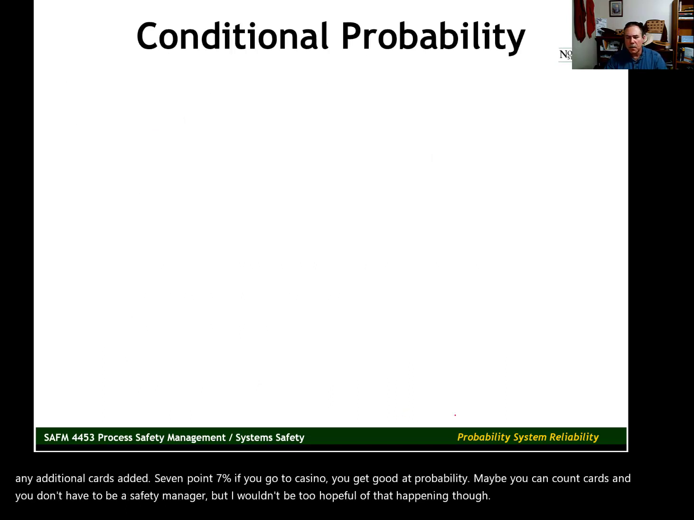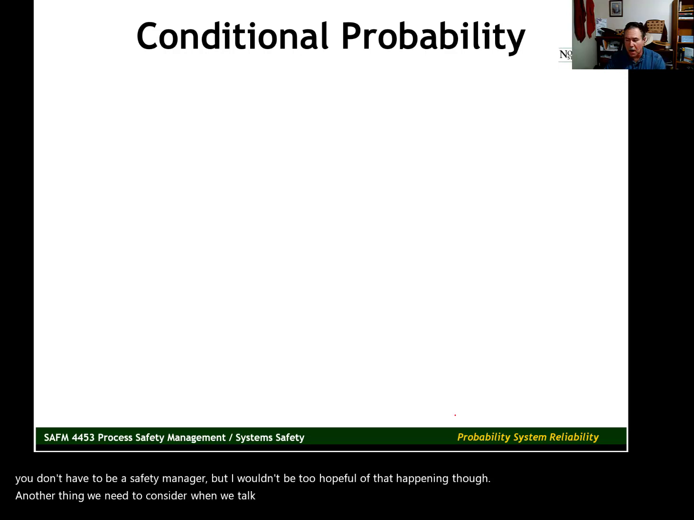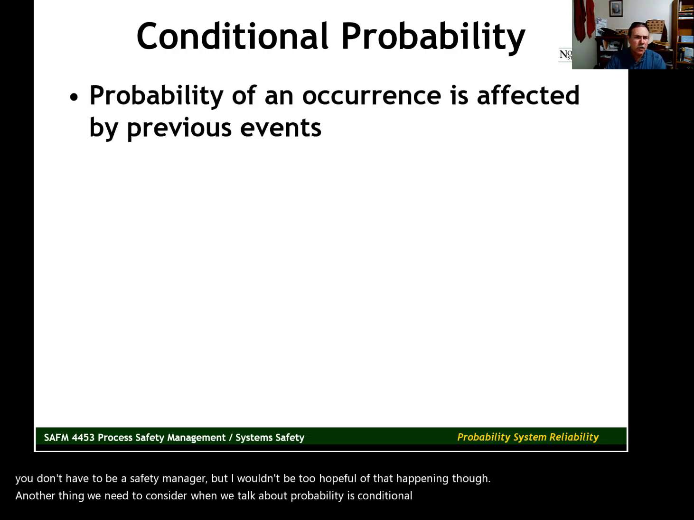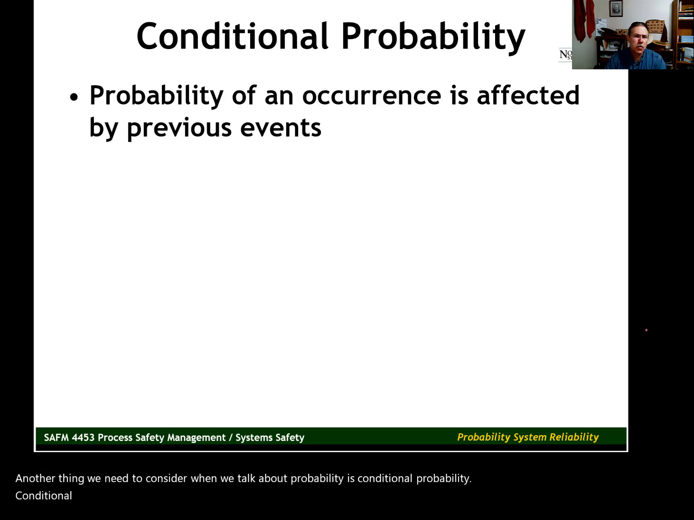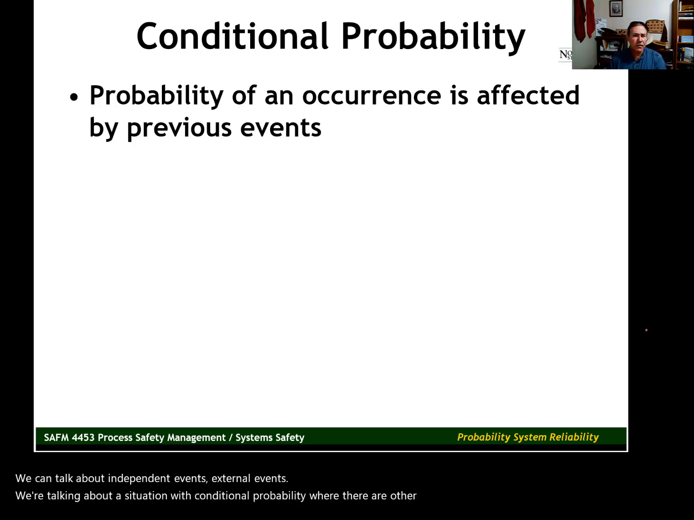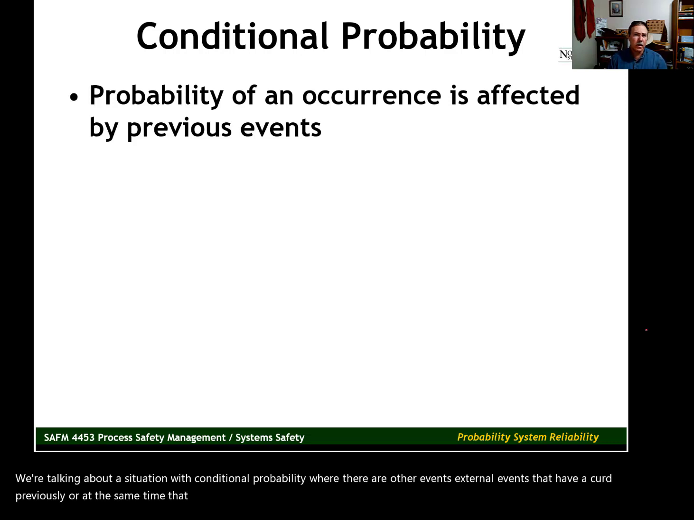Another thing we need to consider when we talk about probability is conditional probability. Conditional probability is when the probability of an occurrence is affected by previous events. You can talk about independent events, external events. We're talking about a situation with conditional probability where there are other events, external events that have occurred previously or at the same time that affect the probability, the likelihood of an outcome.